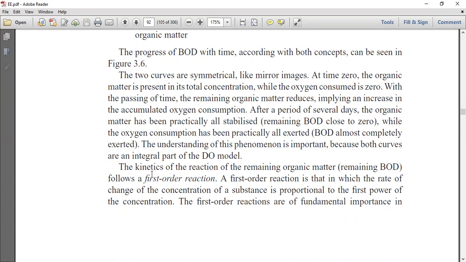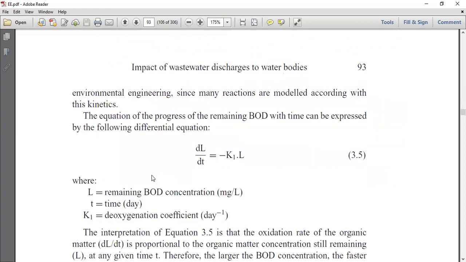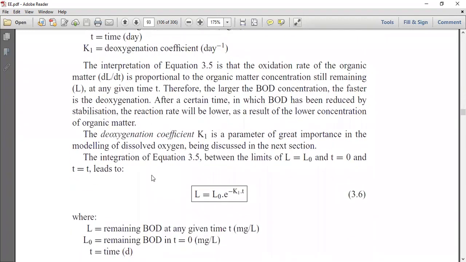After a period of several days, the organic matter has been practically all stabilized, while the oxygen consumption has been practically all exerted. The understanding of this phenomenon is important because both curves are an integral part of the BOD model.